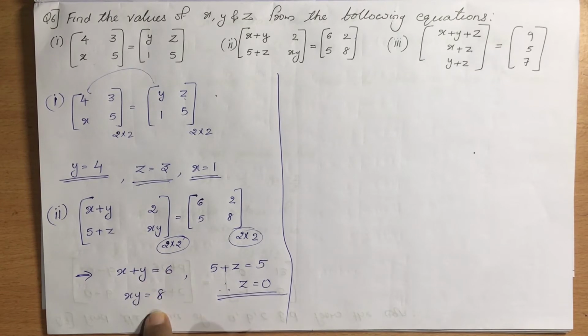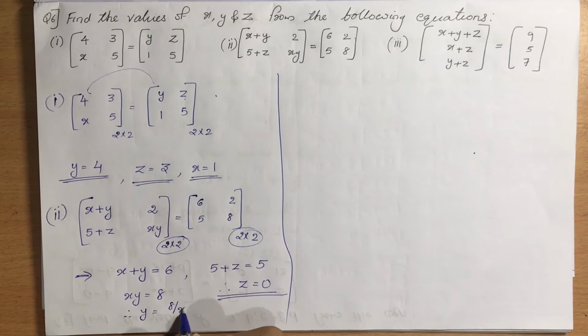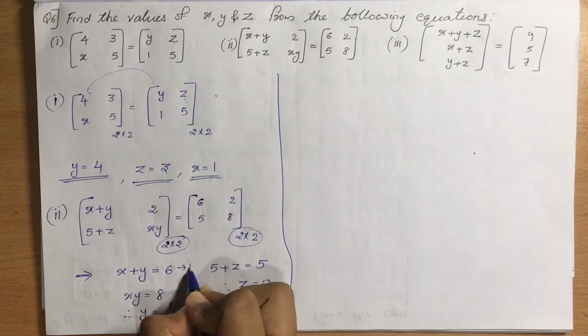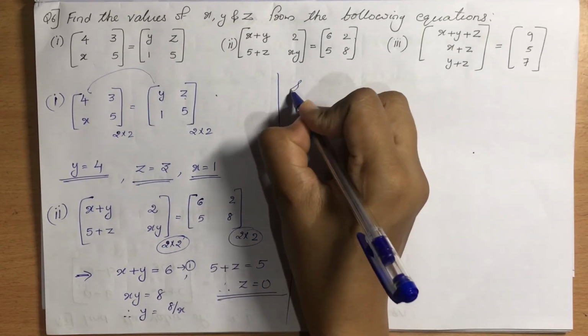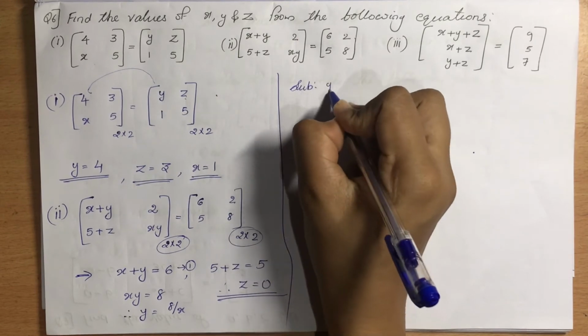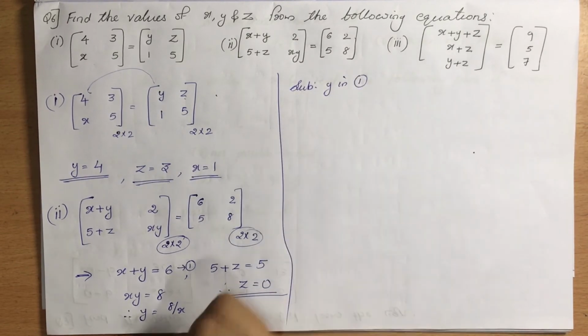Solving these equations we are going to find the values of x and y. From xy equals 8 we can write y equals 8 by x. We take this as equation number 1. Substitute y in equation number 1.